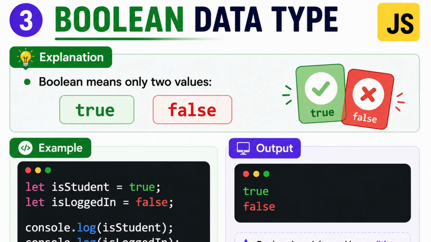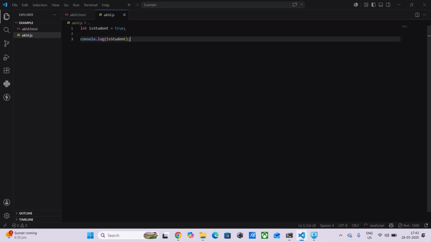Now let's understand Boolean data type. Now we are going to learn Boolean data type in JavaScript. First of all, we learn what is Boolean. Boolean data type contains only two values, either true or false. Boolean is mainly used for decision making, conditions, login system, checking values, validations. Now see this example. Here isStudent is the variable name, true is the Boolean value. Remember, Boolean values should not be inside quotes.